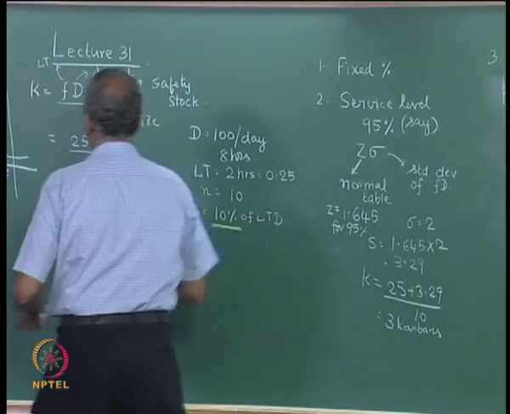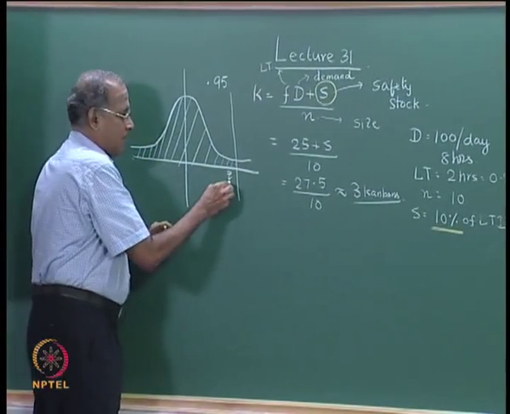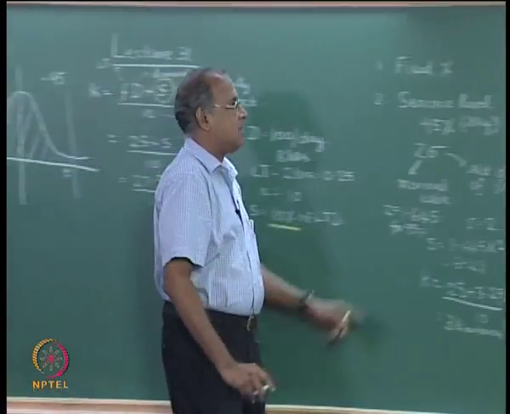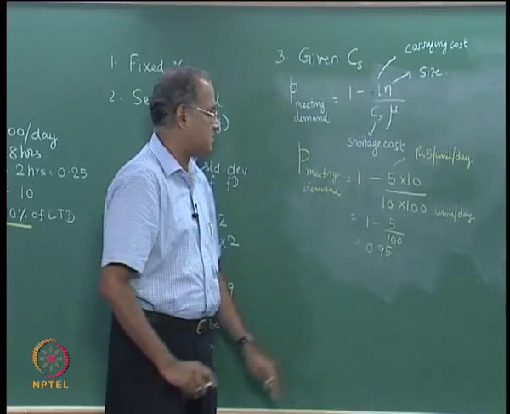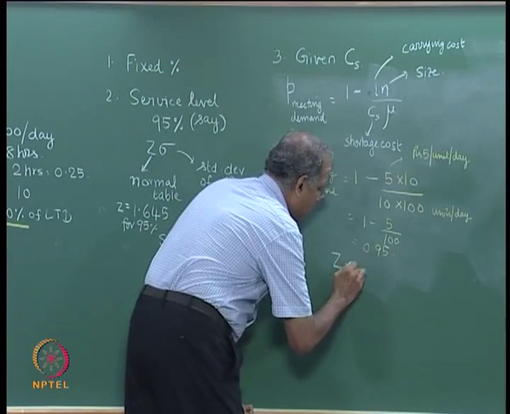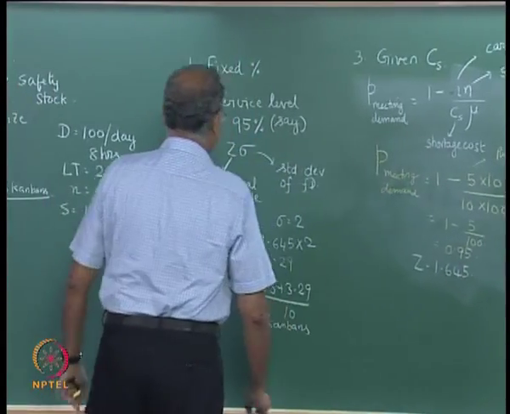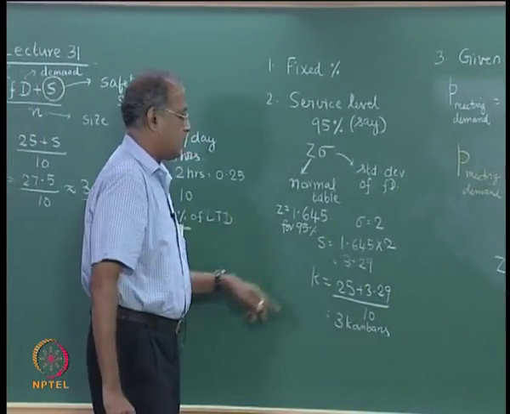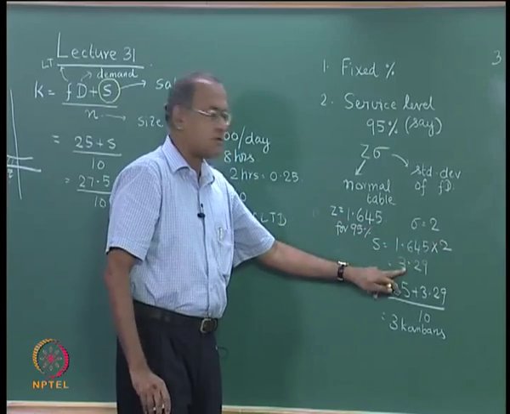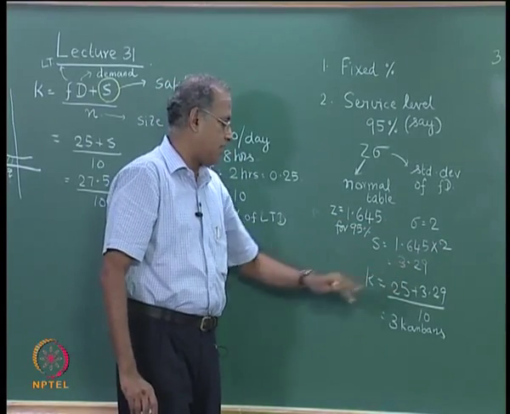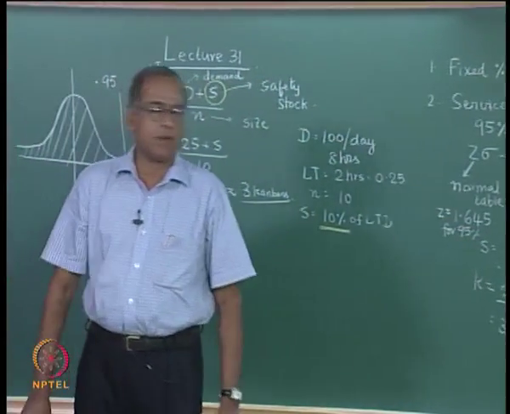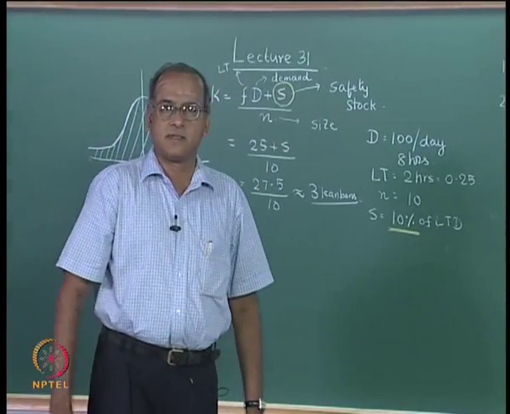So once again we go back to the normal distribution and find out Z for which the probability of meeting the demand is 0.95. So Z will become 1.645, and the safety stock will be 1.645 into 2, which is 3.29, and the number of Kanbans will become 3 as in this example.